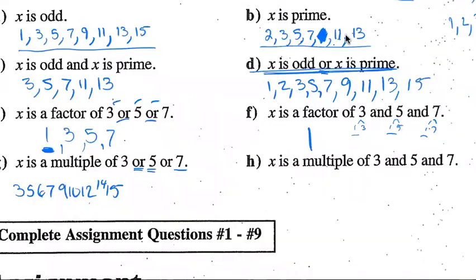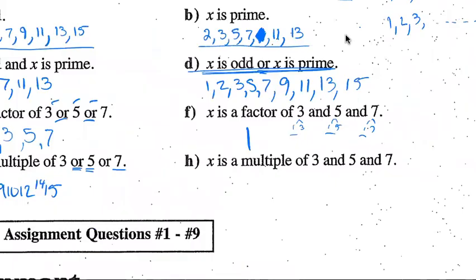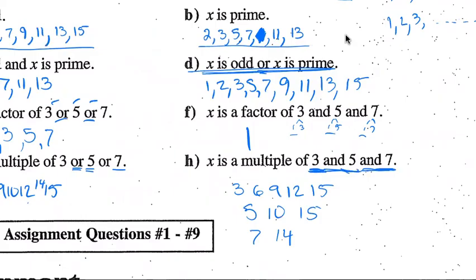And H. X is a multiple of 3 and 5 and 7. So the multiples of 3 were 3, 6, 9, 12, 15. The multiples of 5 were 5, 10, and 15. The multiples of 7 were 7 and 14. What is a multiple of 3 and 5 and 7? Well, there isn't a number that's common between all three of these sets. So we say that number doesn't exist, or we could just say empty set.